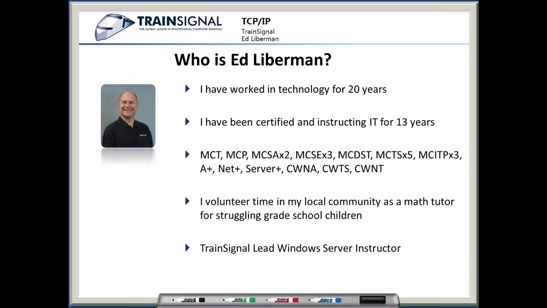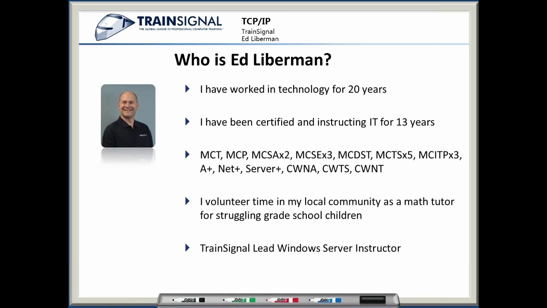So the only last thing here is just so you understand what my current position is right now. What I currently do professionally with my life is I am the lead Windows Server instructor for Train Signal. So if you have purchased any of our courses, any of the Windows Server 2008 stuff, pretty much has my name tied to it one way or another.